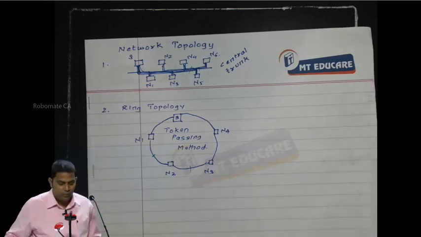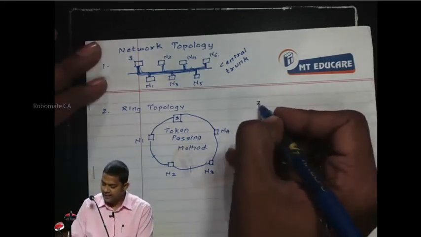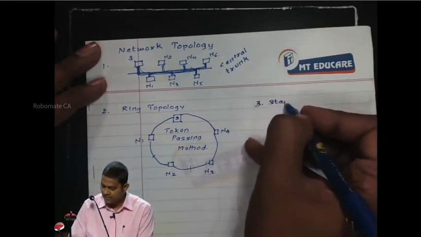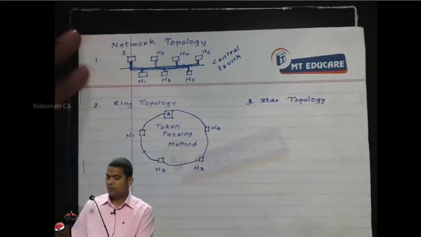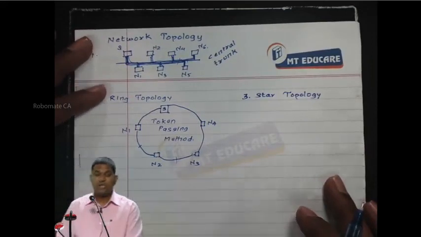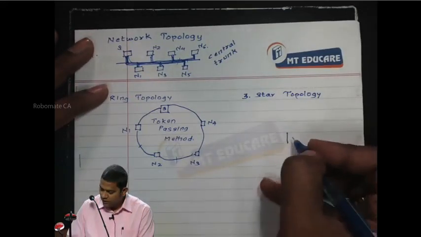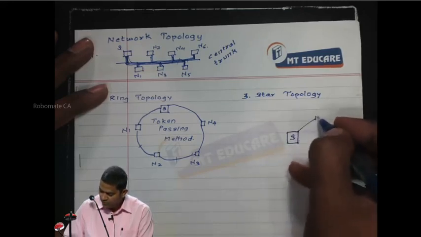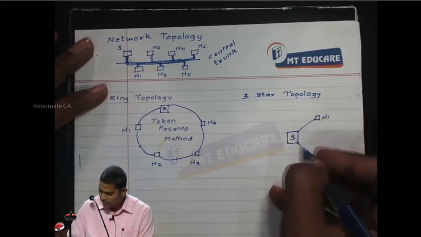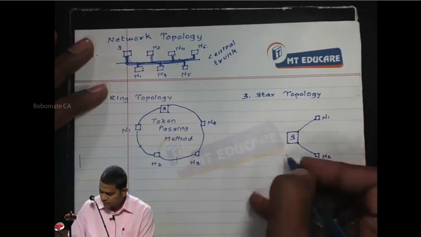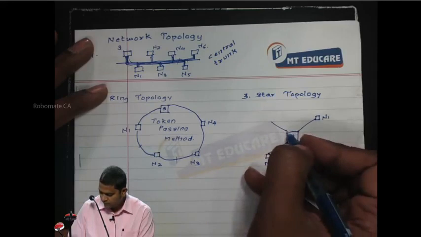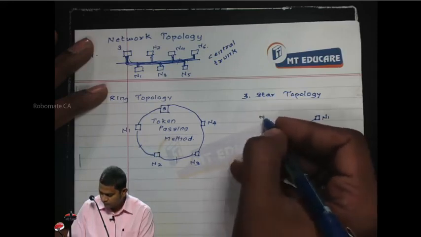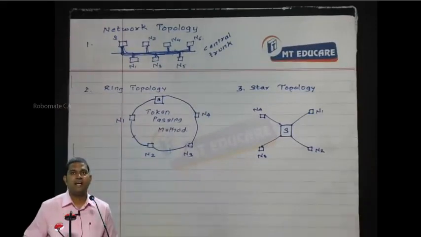So once you know the problem of ring topology, we are now moving to the next one, and that is called star topology. Next topology is called star topology. Now in a star topology, there will be one server, there is no doubt about it, and all the nodes will be connected directly to the server.